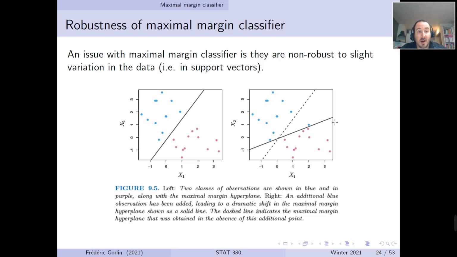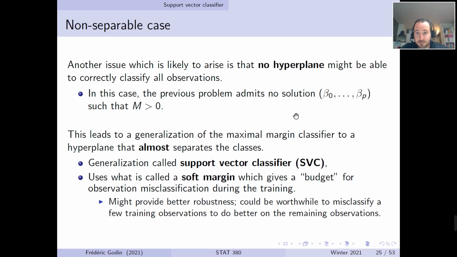And this is not very desirable because the bias variance dilemma we've outlined in earlier chapters applies here. If you have very volatile predictions, this is not good for your prediction ability out of sample. So there's a need to try to stabilize predictions or classifications made by the maximal margin classifier, and we're going to discuss approaches to remedy this problem subsequently.